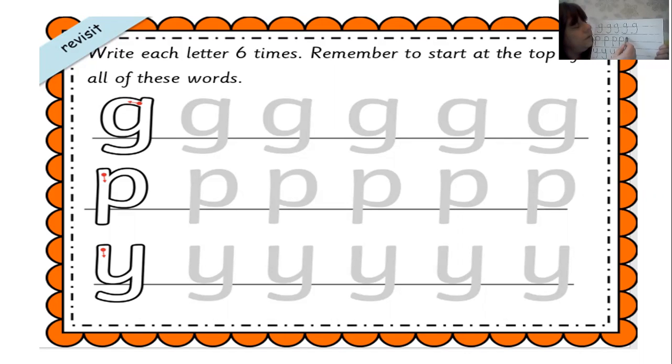So, halfway between the top line and the bottom line, you go down, nice and straight, back up, and around ahead. Excellent. Again, it's below the line.